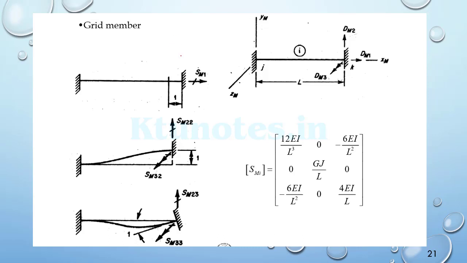For the grid member, you have linear deformation, vertical deformation, and also the torsion. So it is also similar to the previous ones.